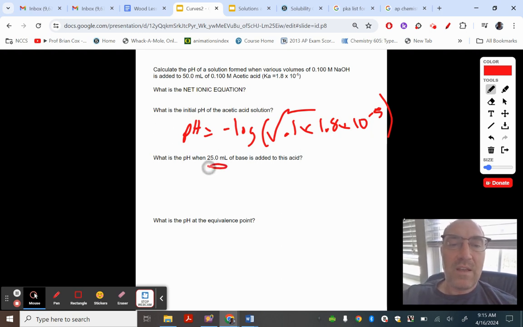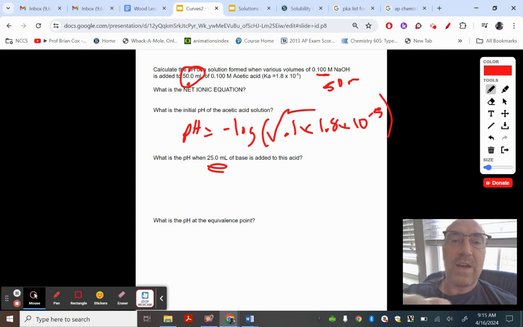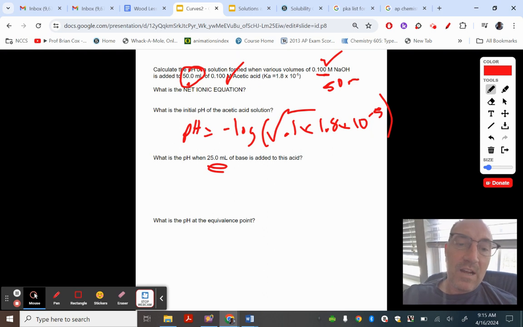Okay, now second, I want to mention this. If I add halfway to the endpoint, what I mean by that is, see how 50 milliliters would neutralize it. So if I take 0.1, if I have 50 milliliters of base and 50 milliliters of acid, they're totally neutralized because they would cancel out. They would be equal amounts of moles. But here I have 25.